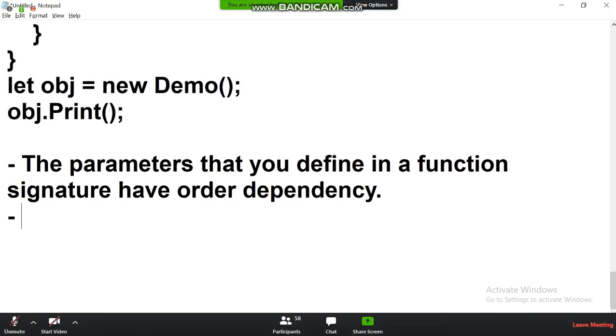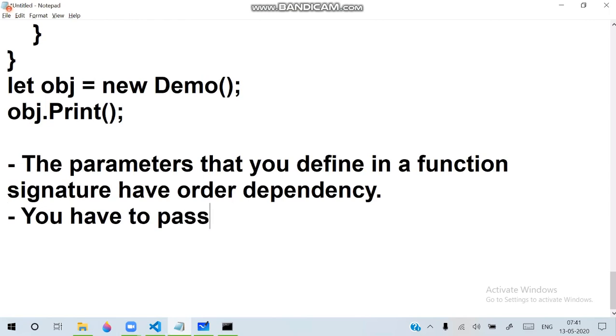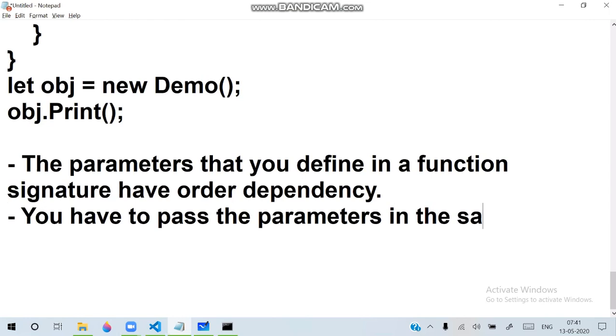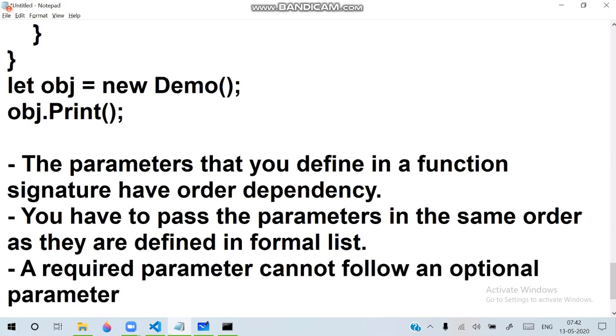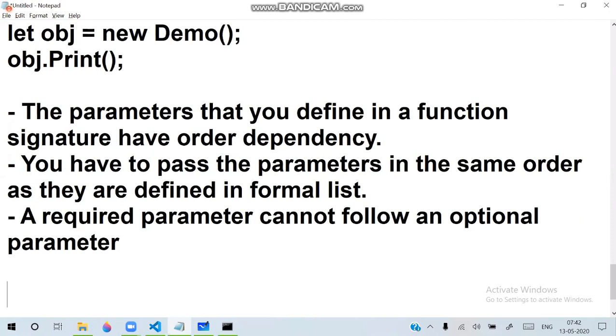That means order dependency means you have to pass the parameters in the same order as they are defined in a formal list. And one more important point is a required parameter cannot follow an optional parameter. That is the basic rule we just saw.